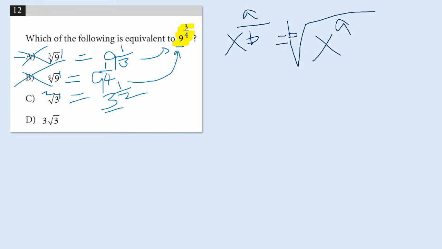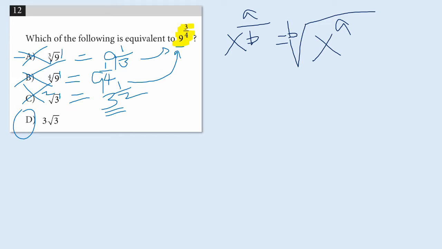So 3 as a base is smaller than 9, and taking it to the 1/2 power is going to be smaller than a number taken to the 3/4 power. So this value is not going to be equal to 9 to the 3/4 power, so we can eliminate C. So based upon that, we can see that the answer is D, just through process of elimination.